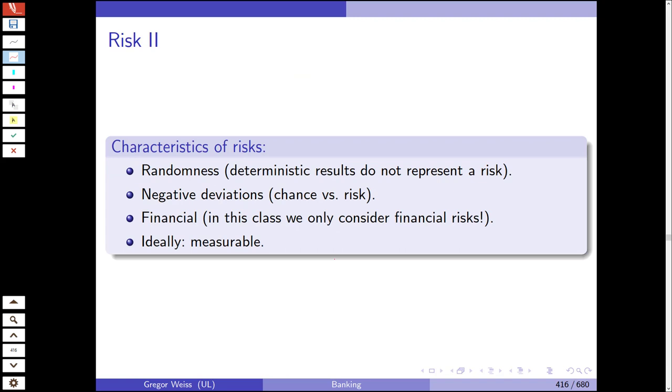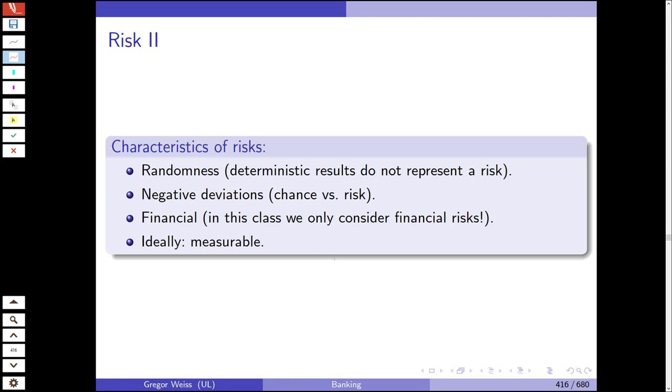It needs to be random. Deterministic results do not represent risk. If it's deterministic, if we know that we are facing a loss, you don't consider it in risk management, you will include it on your balance sheet. Usually, negative deviations. Well, a positive deviation is an unexpected profit. That is nice, but we don't really need to deal with this in risk management.